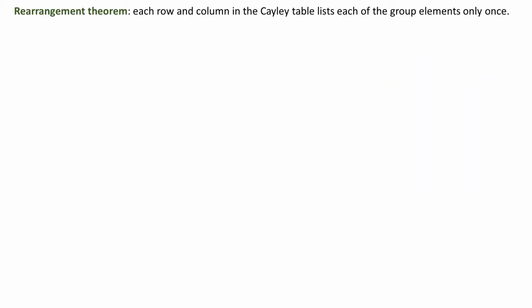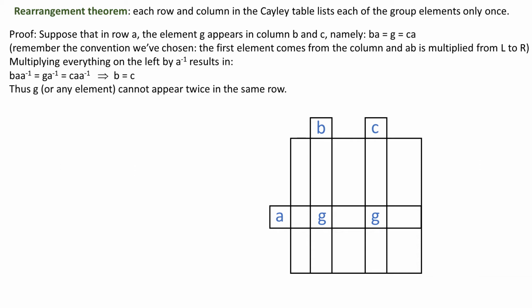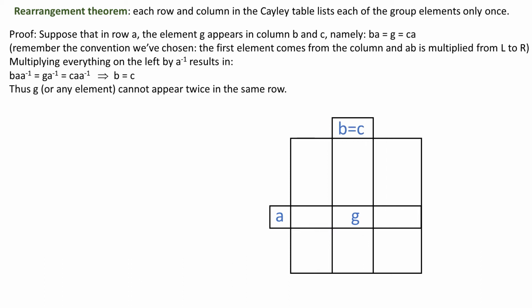Next thing I want to mention is the rearrangement theorem. It states that each row and column in the Cayley table lists each of the group elements only once. Let's analyze the proof. Suppose that in a row A, the element G appears in the columns B and C, that is, BA equals G equals CA. Let's multiply by A inverse, and that gives us B equals C. This is not a contradiction. We have just shown that B and C are in fact the same element. In other words, the B column and the C column refer to the same column.